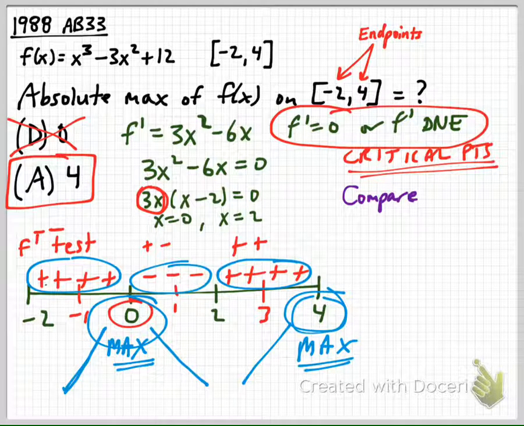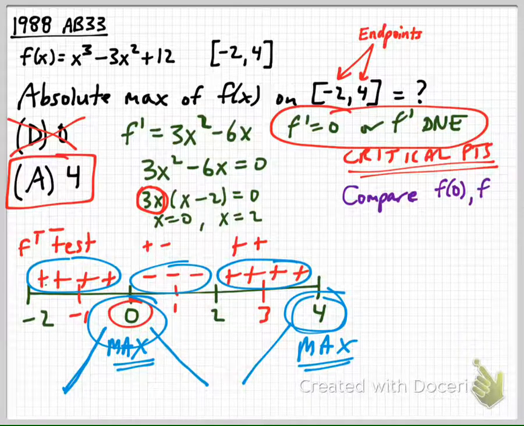This is like comparing Mount Whitney to Mount Everest. Okay, well, which one's higher? That one gets the title of absolute max. Well, Mount Whitney is a lot shorter than Mount Everest, so Mount Everest is the absolute max. So we're going to compare f of 0 and f of 4. Okay, well, by now you probably can see what's going on.